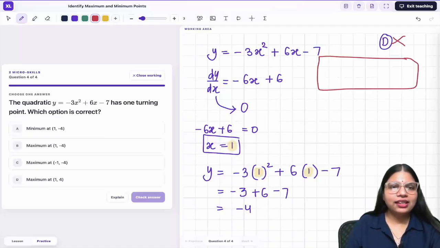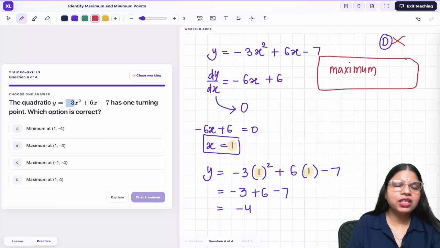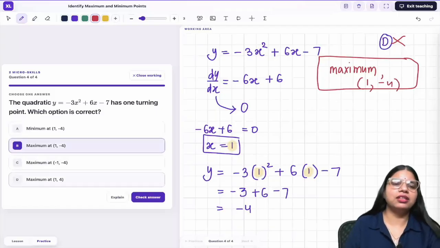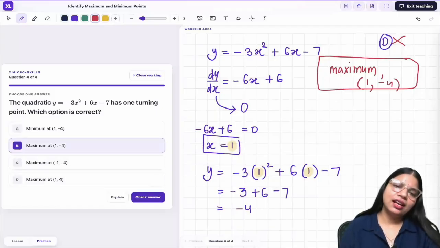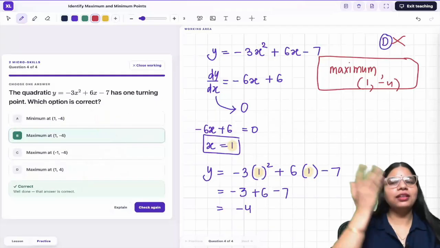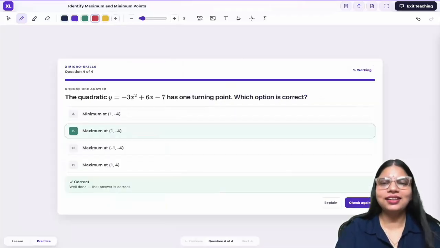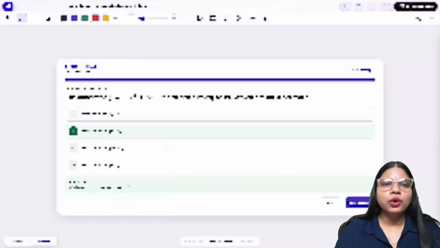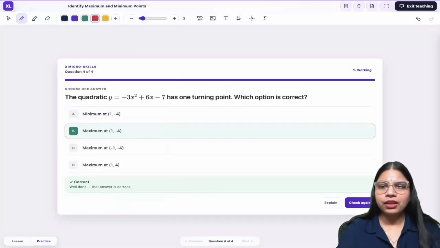So it is a maximum for sure. Why is it a maximum? Because the coefficient of x squared is negative. The second thing is the coordinates: x is 1 whereas y is -4. So it is option B instead of D, which I guessed. And if you picked B, you are a genius. Okay, so we are finishing here. Thank you.